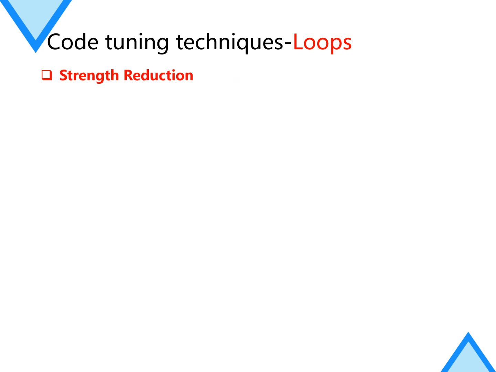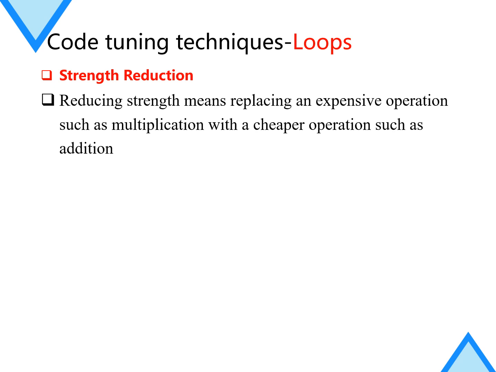The last approach to improve the efficiency by modifying the loop is strength reduction. By strength reduction, we mean replacing an expensive operation such as multiplication with a cheaper operation such as addition. So multiplication is expensive and addition is cheaper.